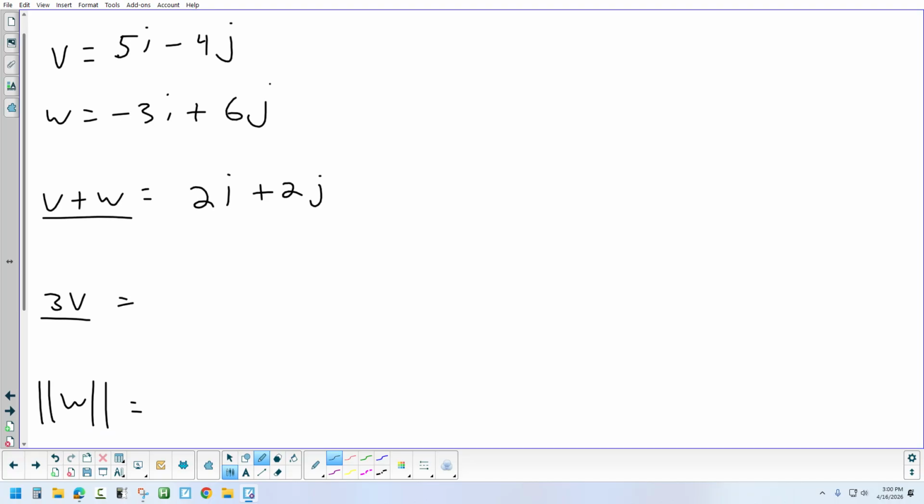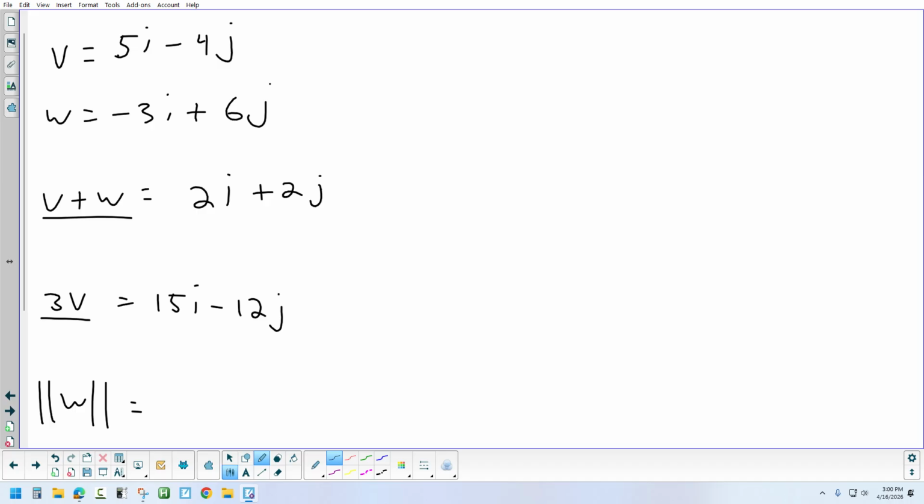All right, Savannah, how would I find 3v? Do you multiply each one individually? Yep, multiply each component by 3. Well, we're doing vector V. Okay, so that would be 15i minus 12j. Yep.